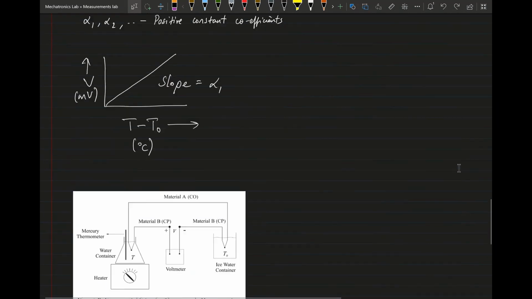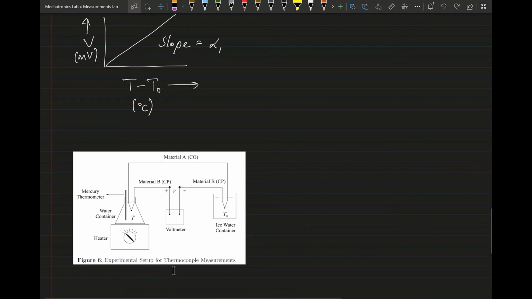If you look, this is the circuit we'll be using for the lab, and as you can see, the two materials we'll be using are constantan and copper. Co is constantan and Cp is copper. One of them is in the water container and another one is in the ice container. The ice container stays the same, it doesn't change. The water in the water container will be heated.